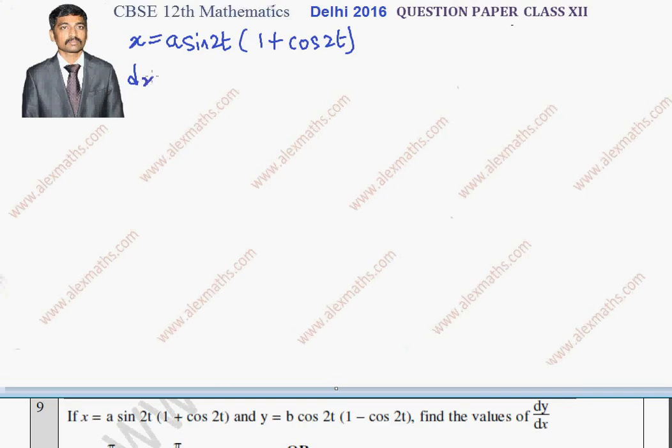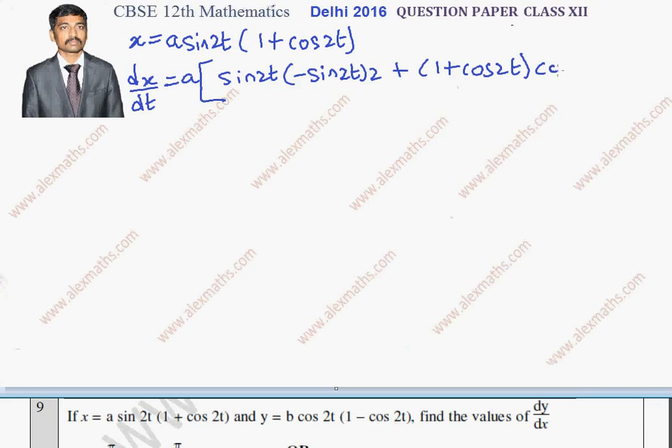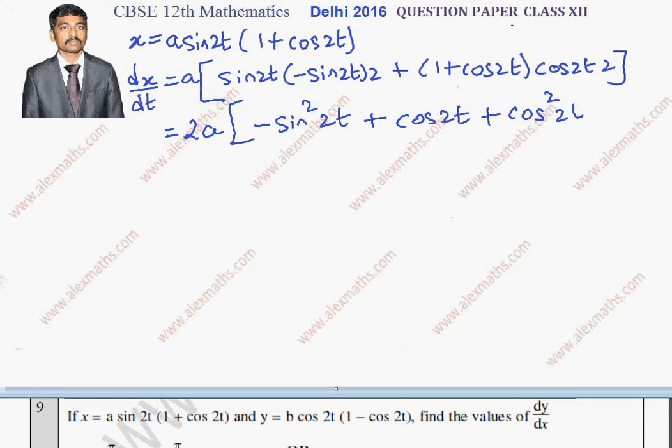For finding dx by dt, I have to follow the UV method. For this, a is a constant, we'll keep it out. So sin 2t into differentiation of this, which is minus sin 2t into 2, plus 1 plus cos 2t into cos 2t into 2. Now the entire term has 2 common, so we will take it outside. After taking it outside, we get minus sin square 2t plus cos 2t plus cos square 2t.